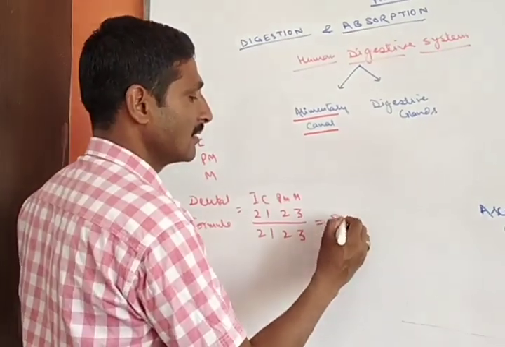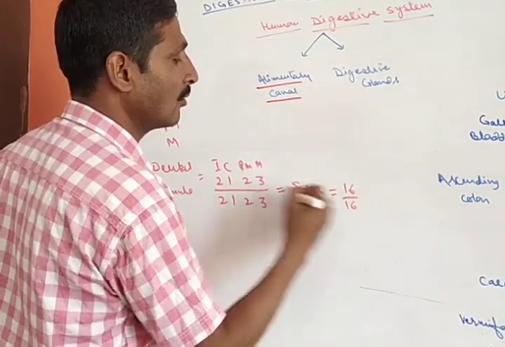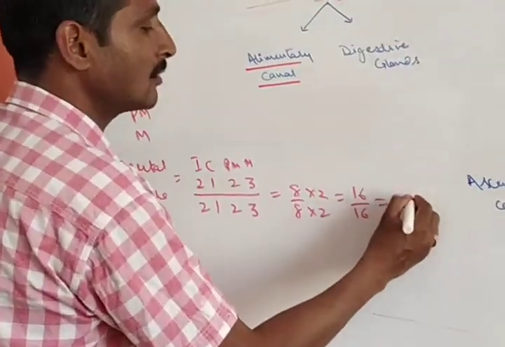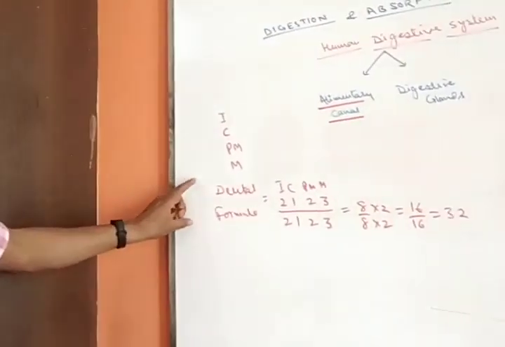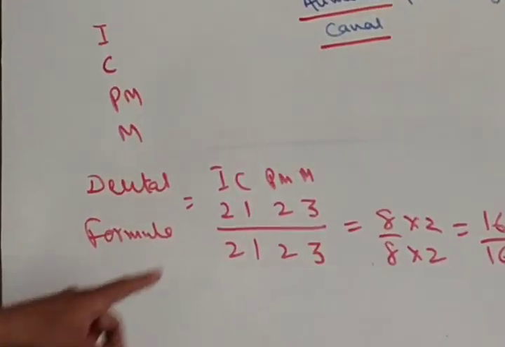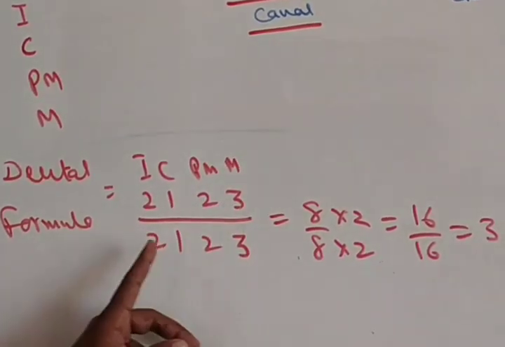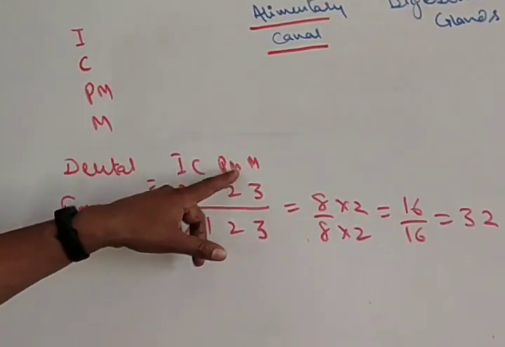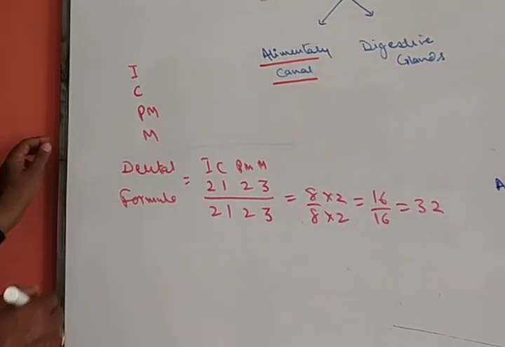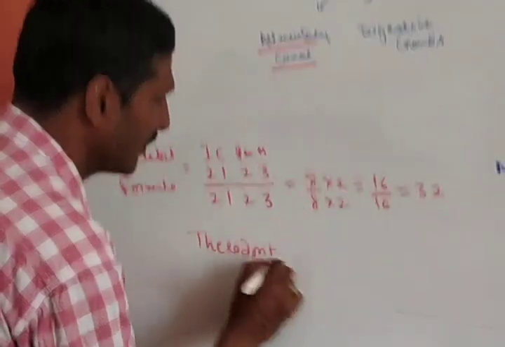Thus 16 teeth are in the upper jaw, 16 teeth are in the lower jaw. In all, 32 teeth are present in human adults, and hence the dental formula of a human adult can be written as 2, 1, 2, 3 in upper jaw and 2, 1, 2, 3 in lower jaw, that is incisors, canines, premolars and molars. The second term related to human teeth is thecodont.